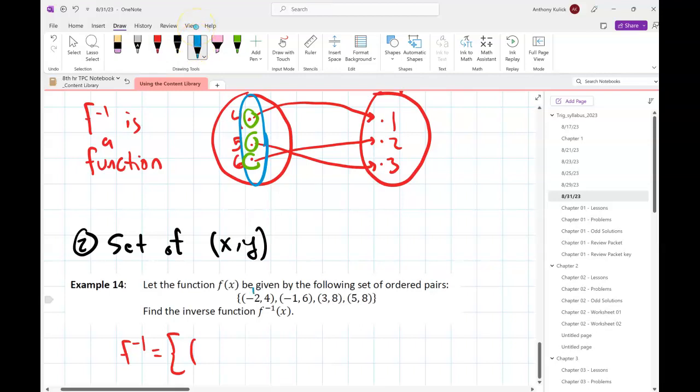Well, think about it this way. F sends -2 to 4, and sends -1 to 6, 3 to 8, and then 5 to 8. What should F inverse do then? If we're going from -2 to 4 for F, F inverse should send 4 back to -2. What should the next one be?